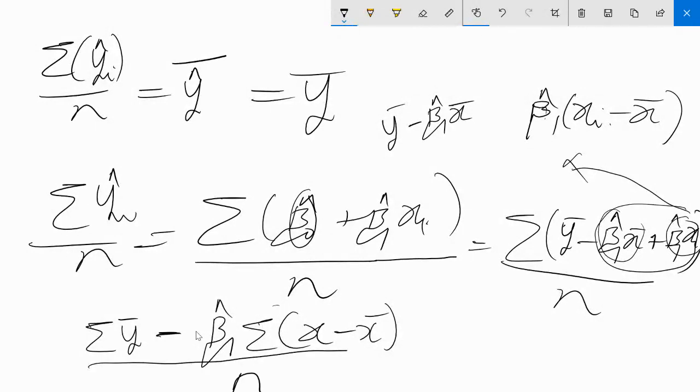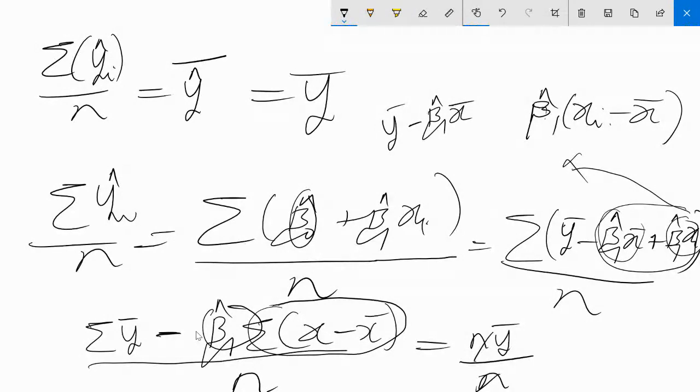Remember, we're dividing everything by n. This part is 0, so it will affect this. And we'll be left with summation of y bar, and summation of y bar is n y bar. And we're dividing by n, so n and n will cancel, and we'll be left with y bar. That's what we wanted to show.